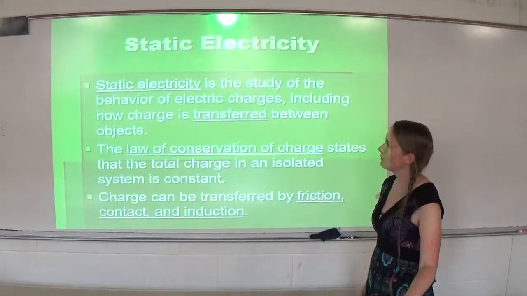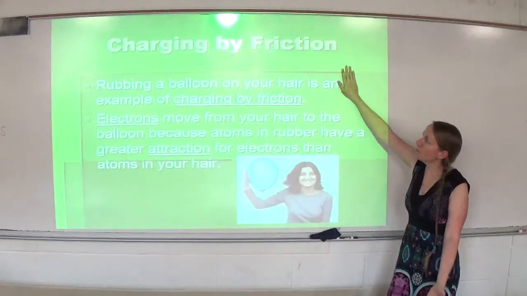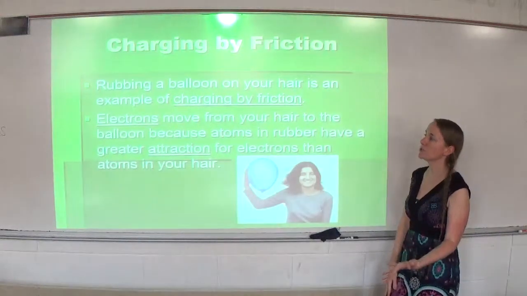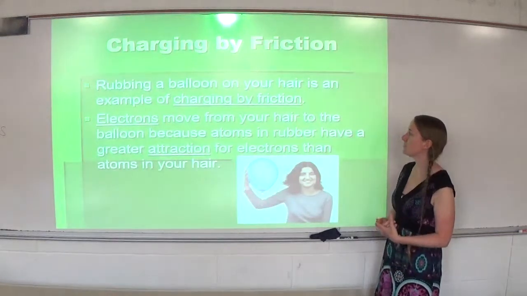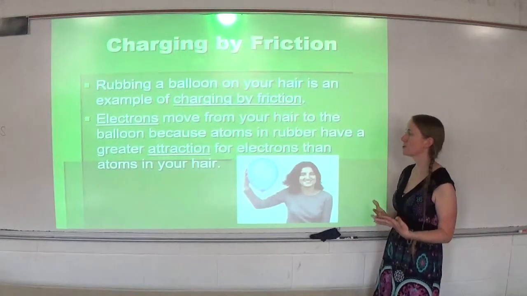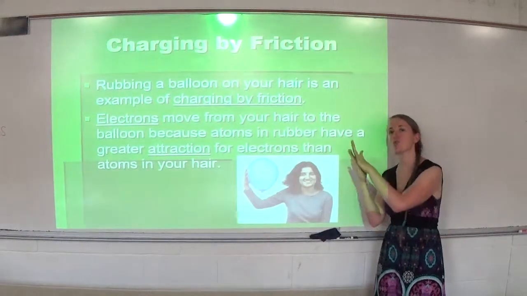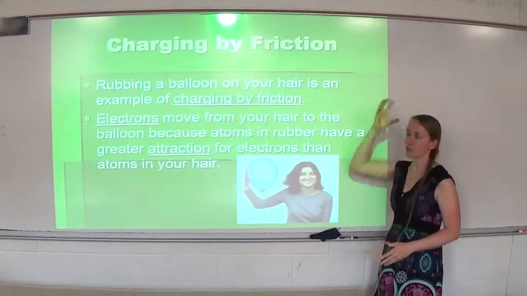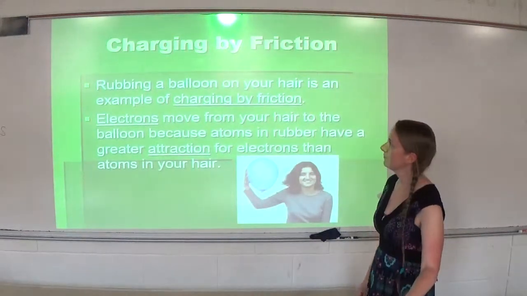So let's talk about those. Charging by friction: rubbing a balloon on your hair is an example. Electrons move from your hair to the balloon because atoms in rubber have a greater attraction for electrons than atoms in your hair. Once you get those opposite charges, your hair is attracted to the balloon. If you rub it, that's where the charging by friction comes from.